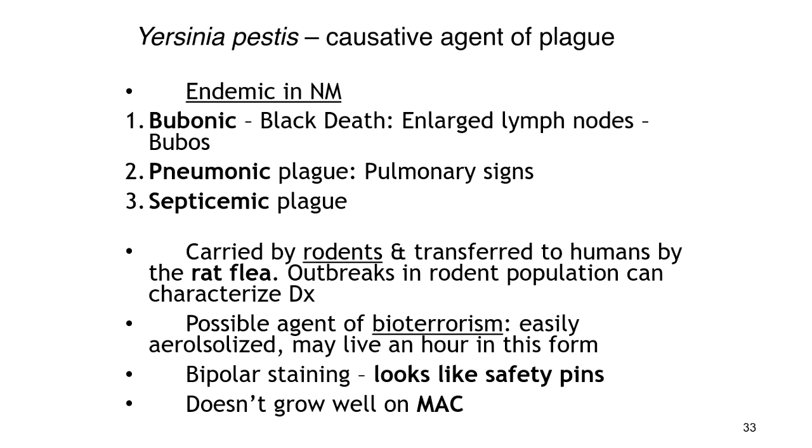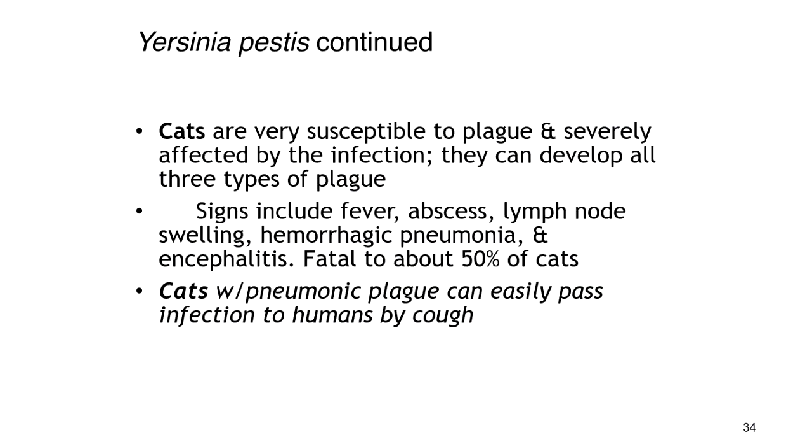It does not like to grow on MAC. So if it grew someplace else and you put it on MAC, you might have Yersinia pestis. Remember that MAC is MacConkey. Cats are very susceptible to plague and are severely affected by the infection. They can develop all three types of plague: fever, abscessed lymph nodes, hemorrhagic pneumonias, encephalitis. It is fatal to about 50% of cats.